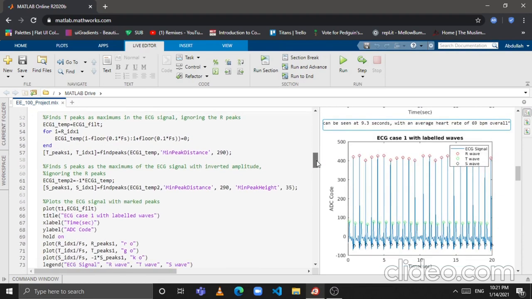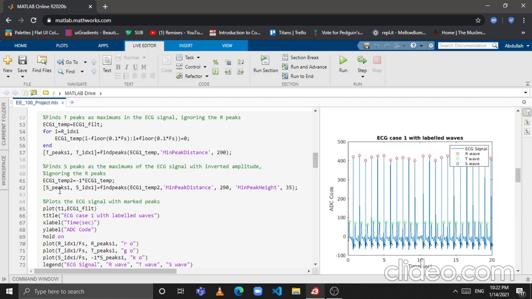In task 3 and task 4, we were supposed to label the RST waves of both the ECG case 1 and case 2 signals. In case 1, the task was fairly simple because the signal is regular. We already calculated the R peaks in the previous task. To find the respective T peaks, we first used a temporary array and removed the amplitude values within a very small time interval around the R peaks. So when we apply the find peaks function again, it marks the T peaks.